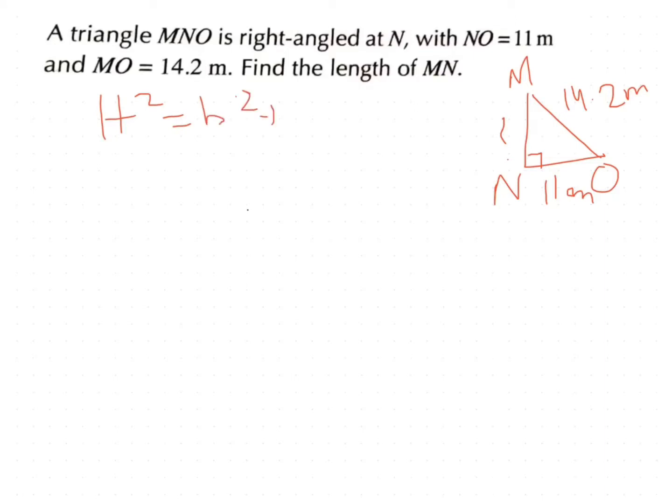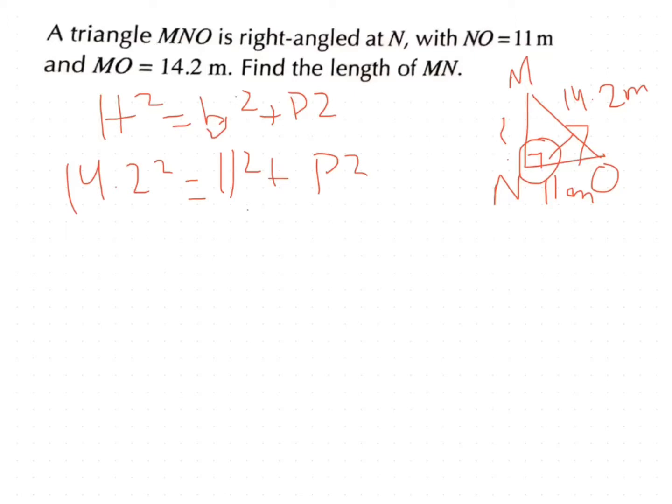So as we have written down the formula, the next step is to see who's the hypotenuse. As you can see, here is the right angle side, and the opposite side of it, 14.2 meter, is the hypotenuse and the longest side of the triangle. So 14.2 square equals base square, that's 11 square, plus perpendicular square.